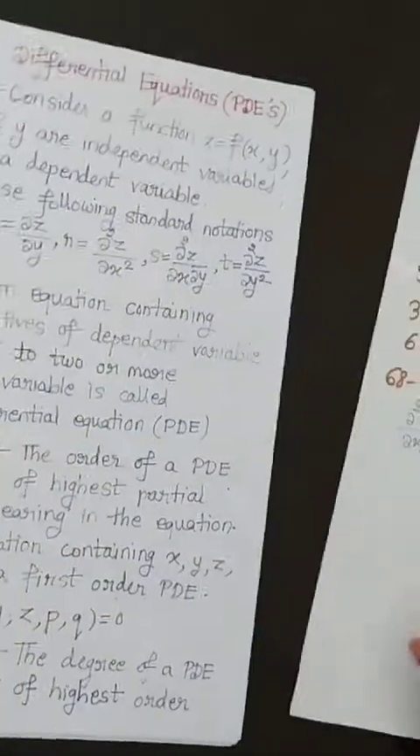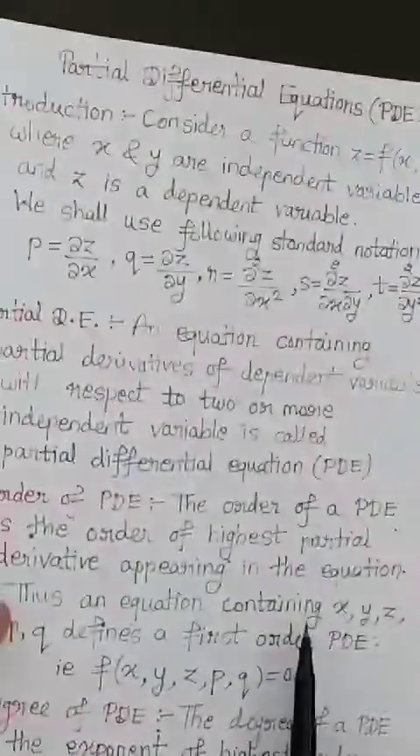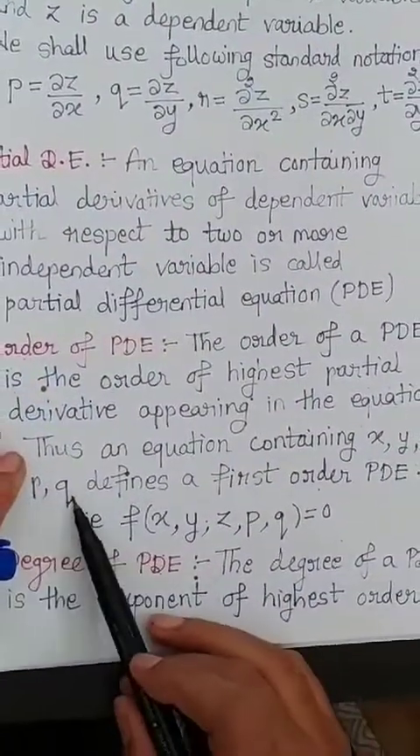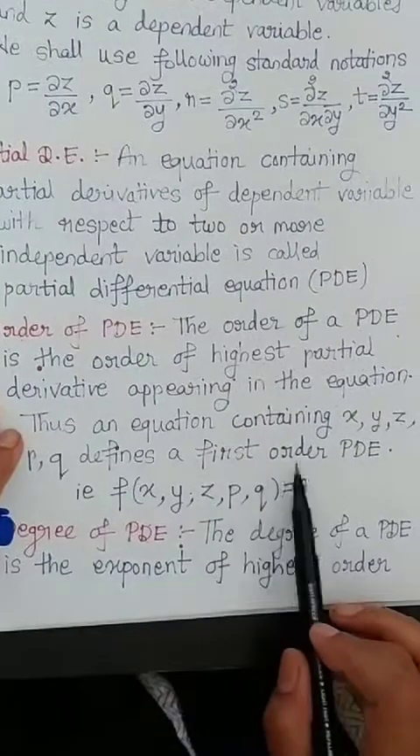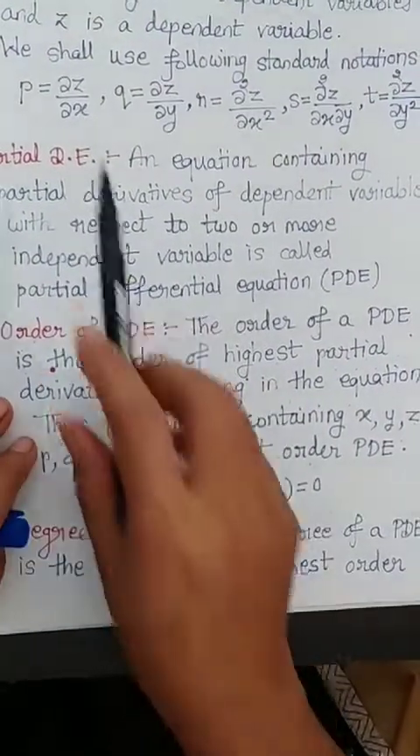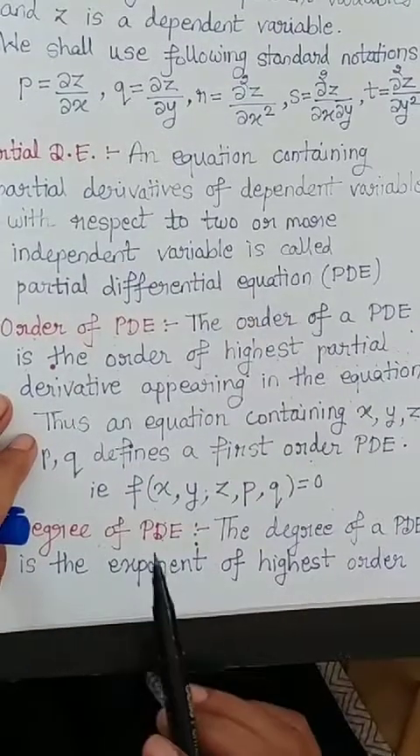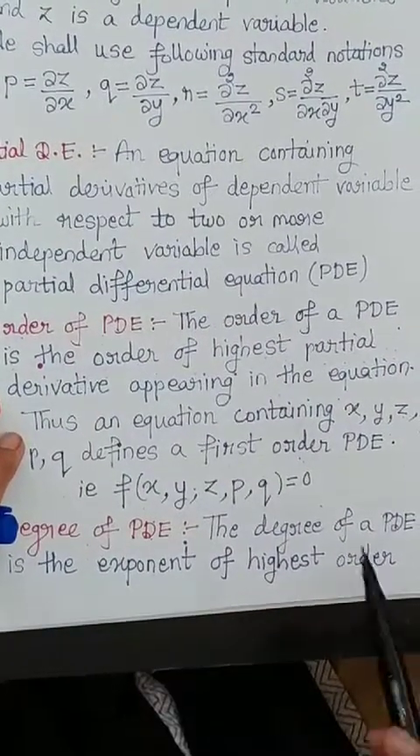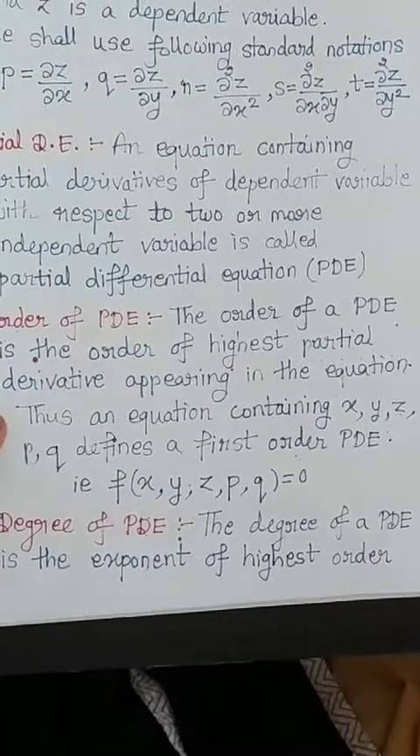So that's why the order of the differential equation will be 3. Now, an equation containing x, y, z, p, q defines a first order partial differential equation, because here p and q are the first order derivatives with respect to x and y. That's why the order of the differential equation will be first.